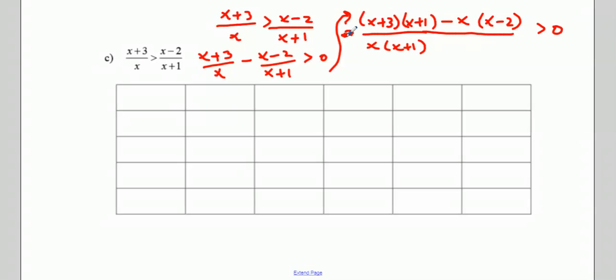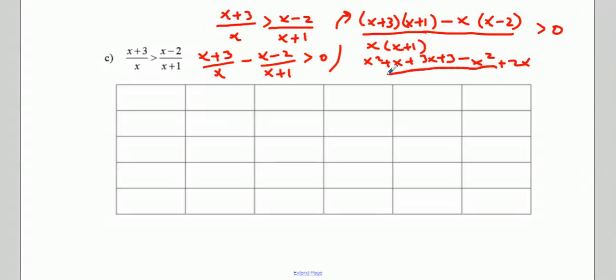Oopsie, I can't put equal signs there. What am I doing? Alright, so now I've got to clean up this mess, and I'm sorry there's no room here. Let's just go ahead and FOIL this. So this is going to be x squared plus x plus 3x plus 3 minus x squared plus 2x when I expand this out.